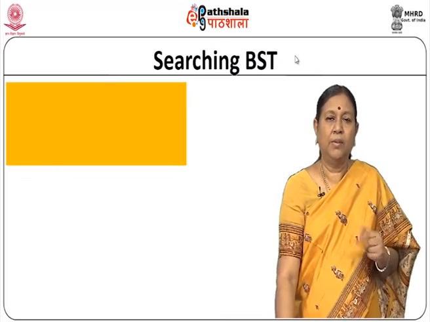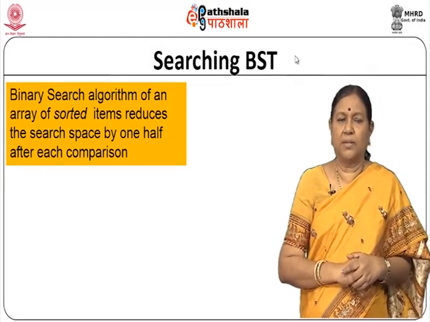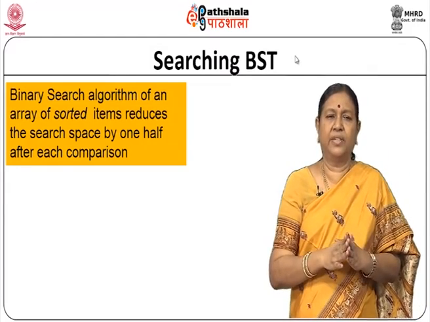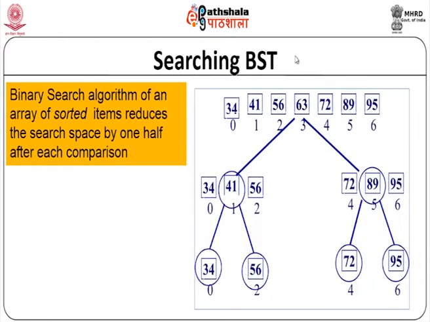Now, let us go back to searching this tree. The binary search algorithm on an array of sorted items reduces the search space by half each time you do a comparison: two parts, one part. So, now you take this particular example. Let us assume I want to search for a particular node. We start with a node; this is just for understanding of searching.